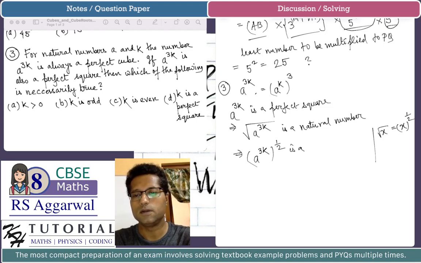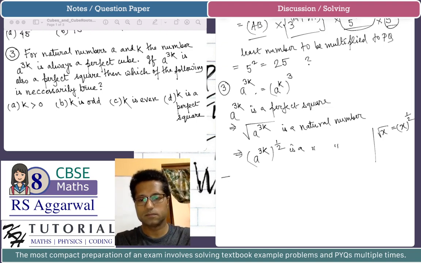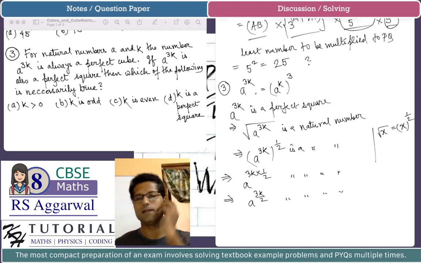is a natural number. Now this implies what? a to the power 3k, again raised to the power half, is equal to a to the power 3k multiplied by half, which is a natural number. So this implies a to the power 3k by 2 is a natural number. Now when can a to the power 3k by 2 be a natural number? It is asking which of the following is necessarily true.